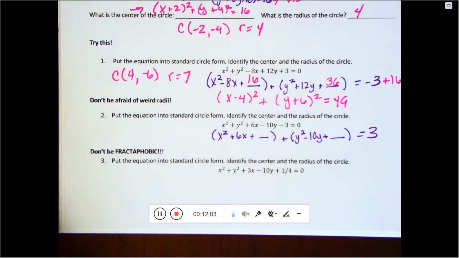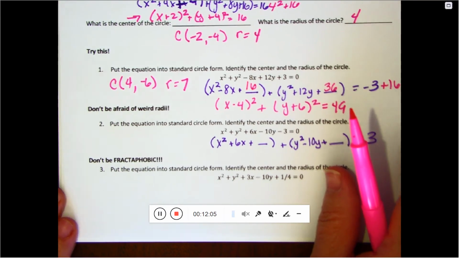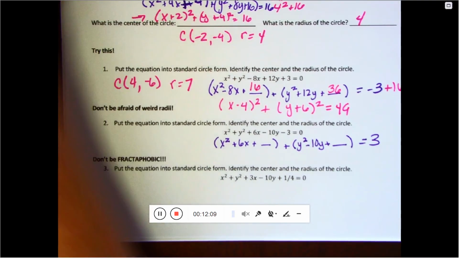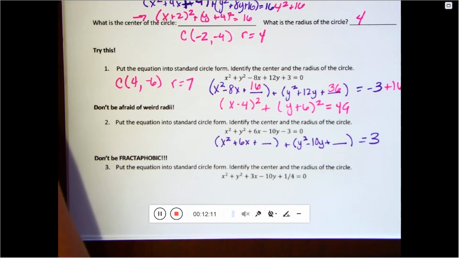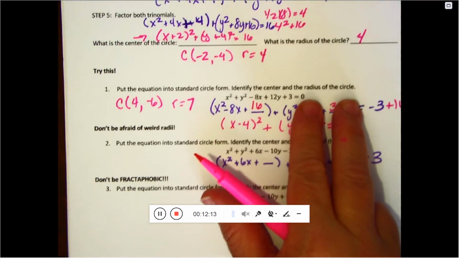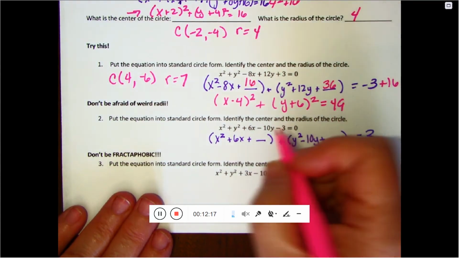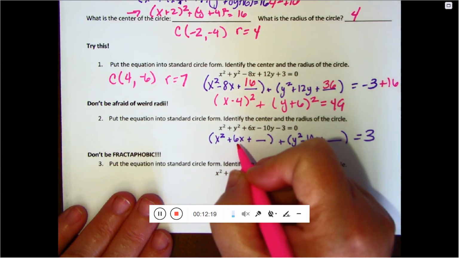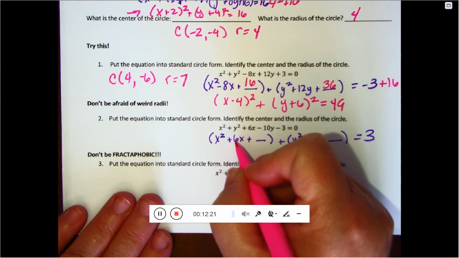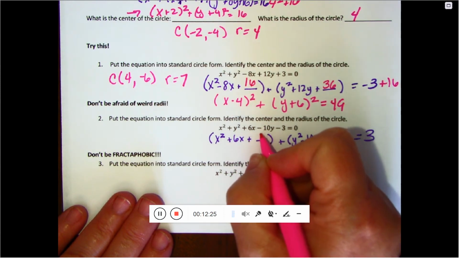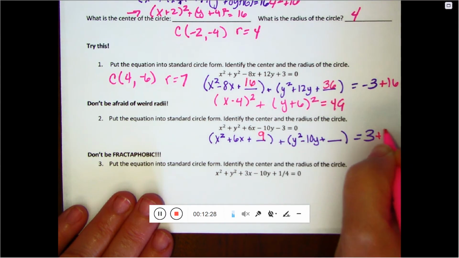Now I'm going to complete the square. Okay, so I'm going to complete the square with the x's. Sorry, I just have to move my camera a little bit to get it all on the screen. So I'm going to complete the square with the x's. So I take half of that number. Half of 6 is 3. 3 squared is 9. So I put a 9 here, but because I added 9 here, I have to add 9 here.